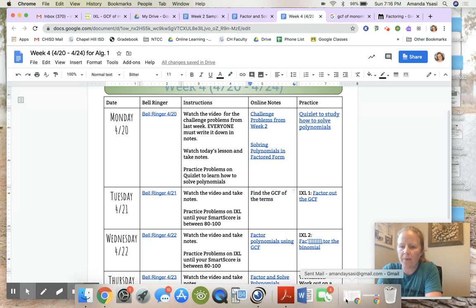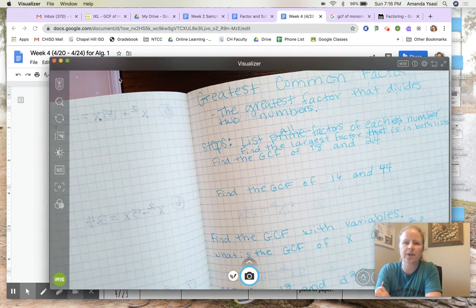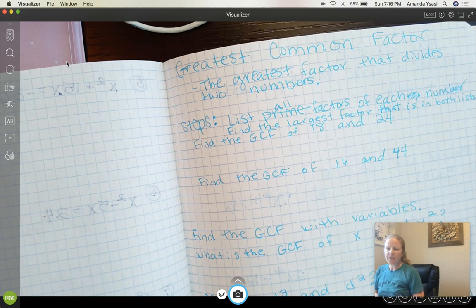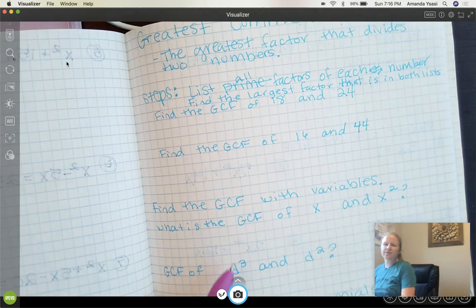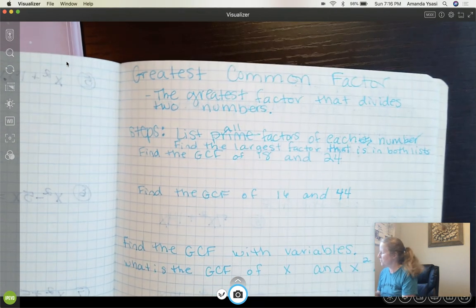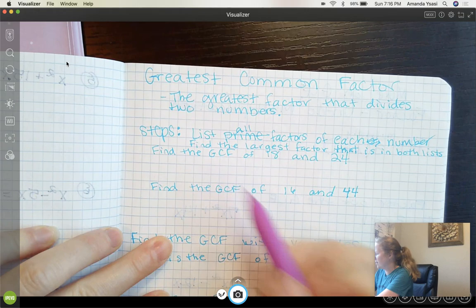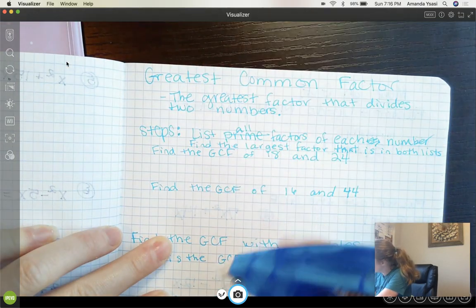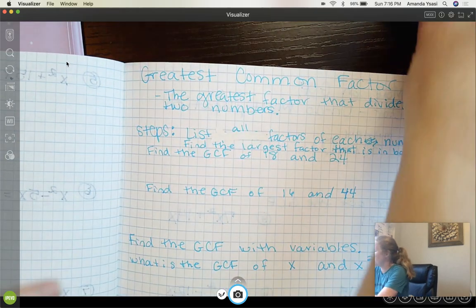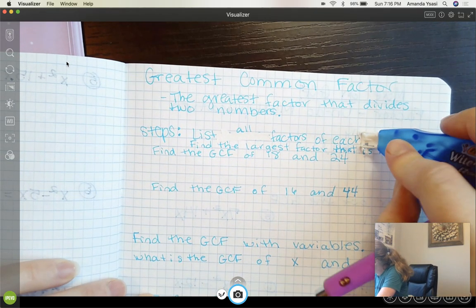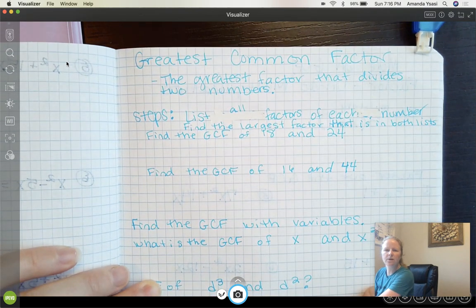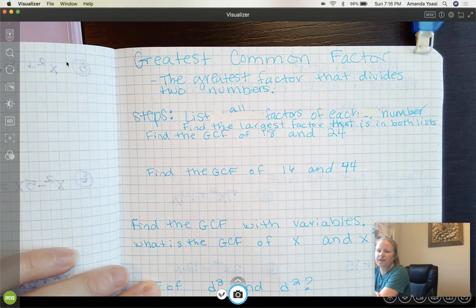So I'm on the next page in your journal, so I'm going to go ahead and open that up. Okay, so greatest common factor. That is the greatest factor that divides into two numbers, or the greatest factor of two numbers. So the first thing you do is list the factors, not prime factors. You can, but the way I'm going to teach it is list all the factors of each number, okay? Find the largest factor that is on both lists.